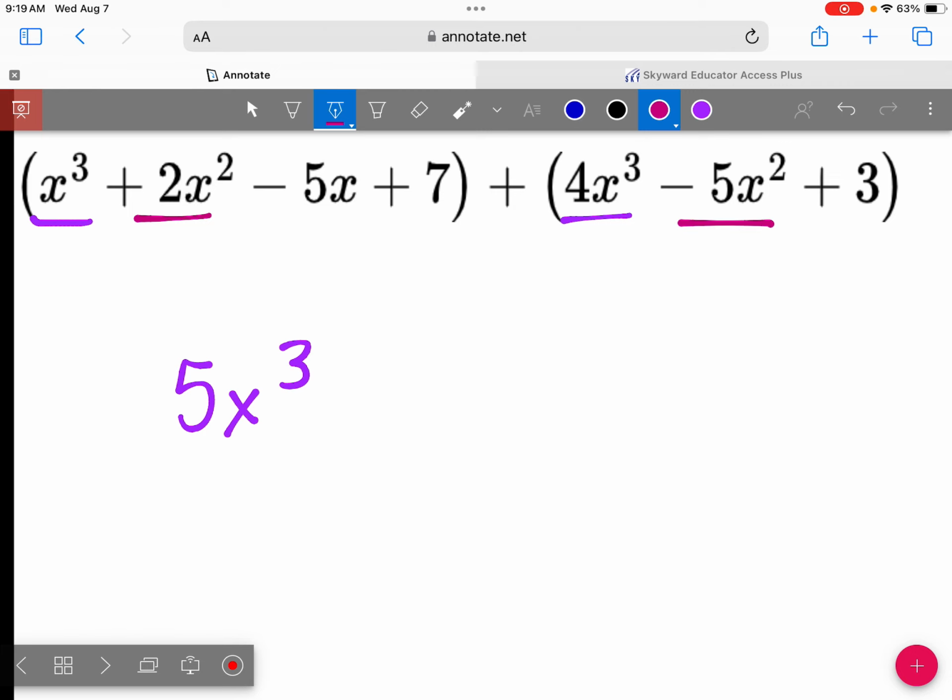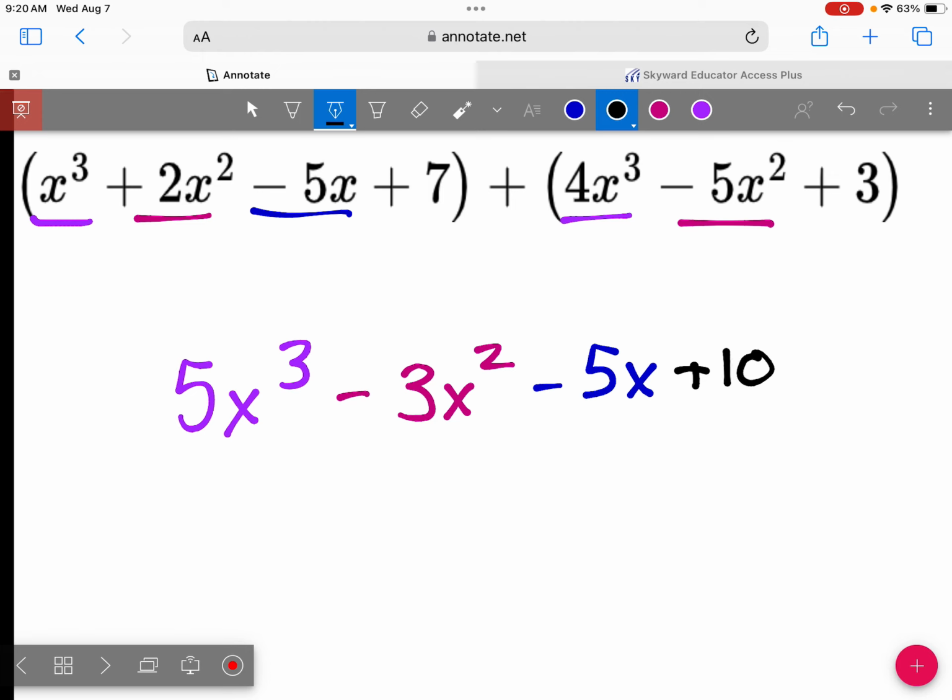-3. I have 2x squared minus 5x squared, and we get minus 3x squared. Okay. How many x's do we wind up with? -5. I don't have anything to combine with it, so he just gets to come on down to the party. And what's our constant? 10. See, we remember how to do this. Not anything more to it. That's our answer. We did it.